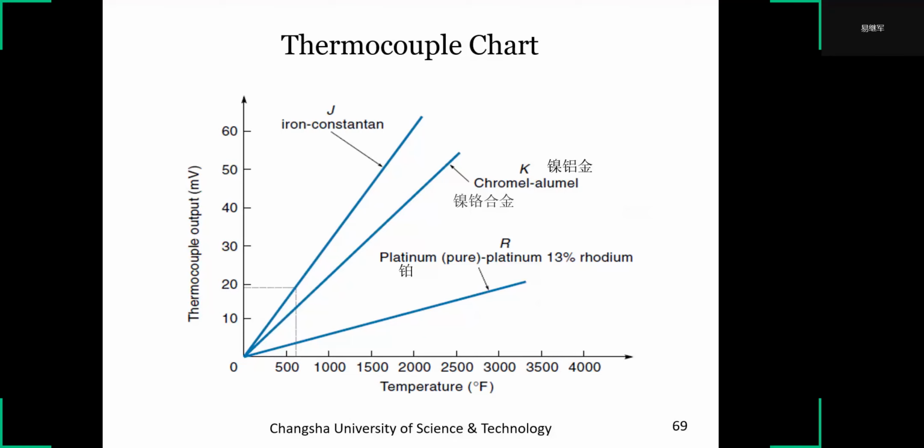The thermocouple chart. From this figure, we can see the different metals have different outputs. Different outputs follow the temperature.